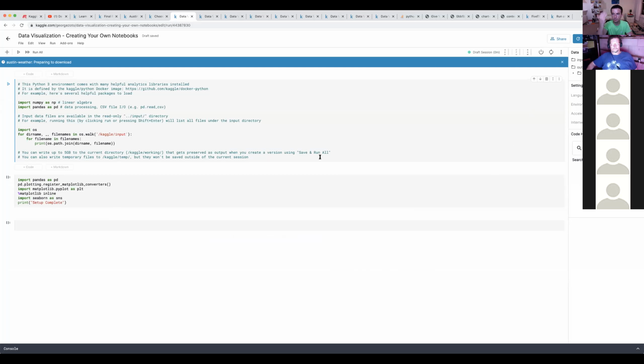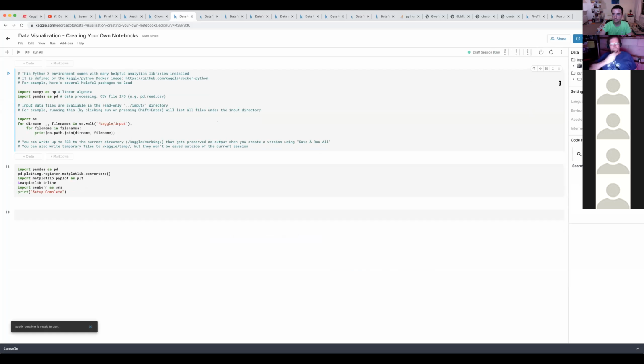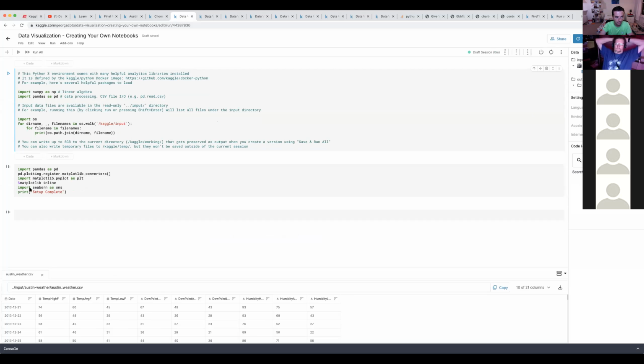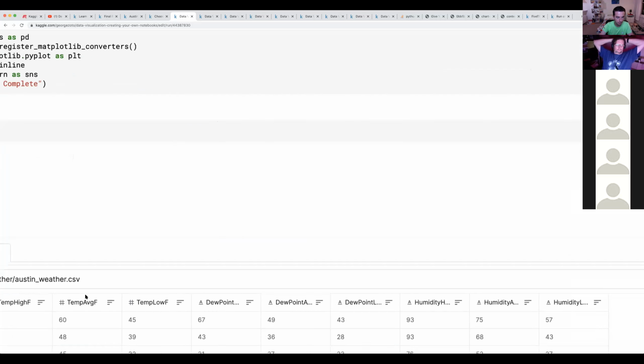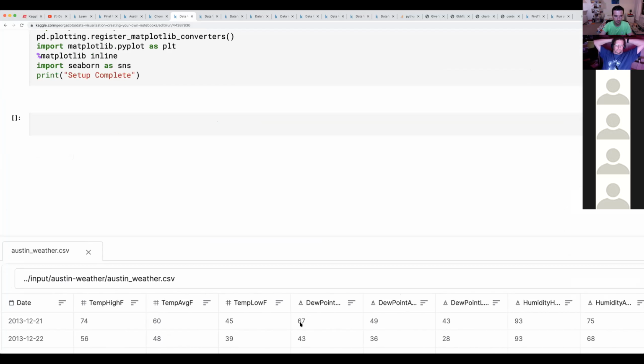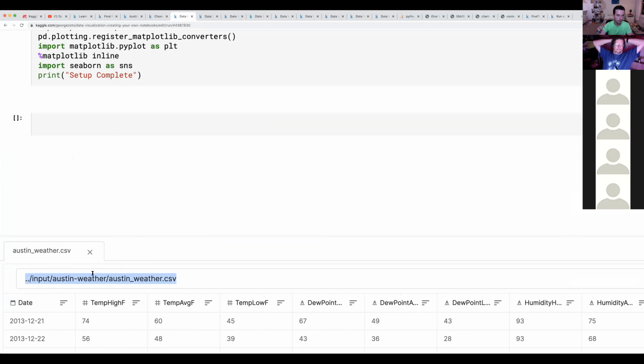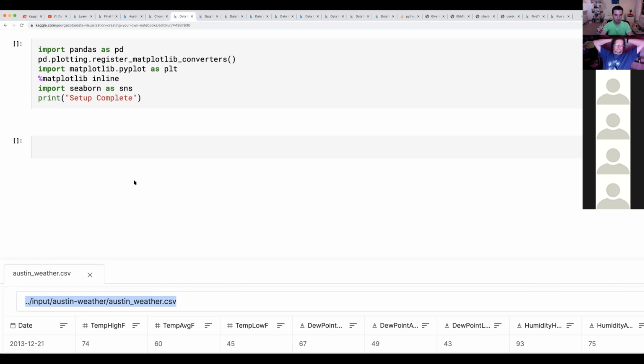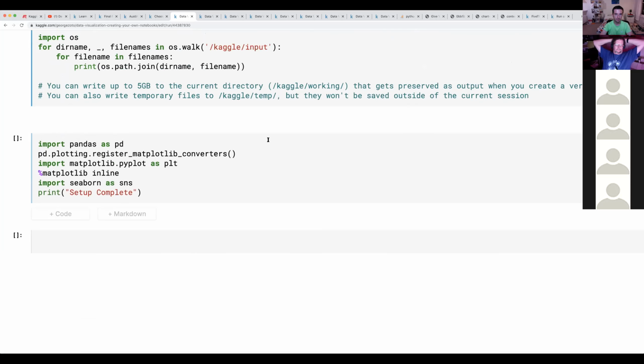And what that will do is it will actually download it on my Kaggle notebook. And under input, now I have this Austin weather CSV. And if I click on it, let me zoom in a little bit. You can see here at the bottom that I can see a preview of that same dataset. The path is right here: input Austin weather.csv. So that's one that I can use in my notebook.